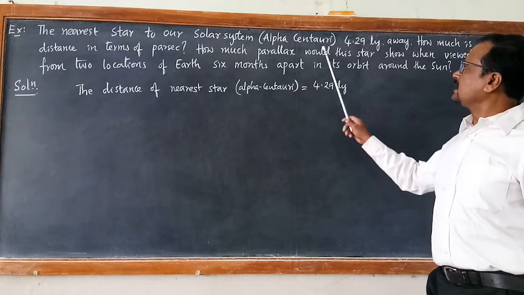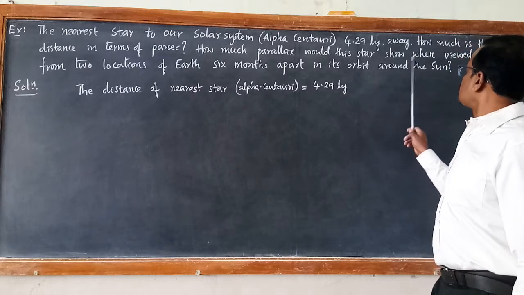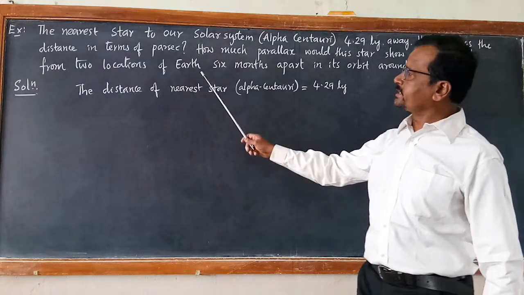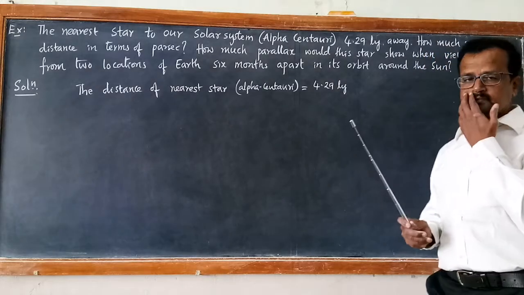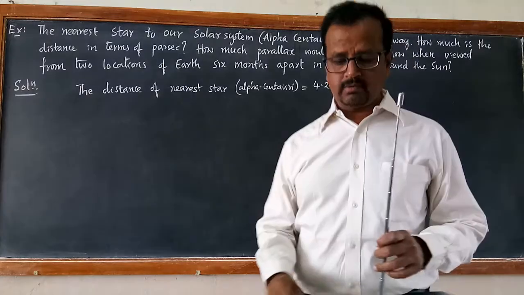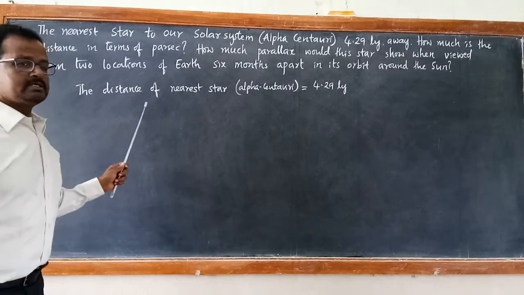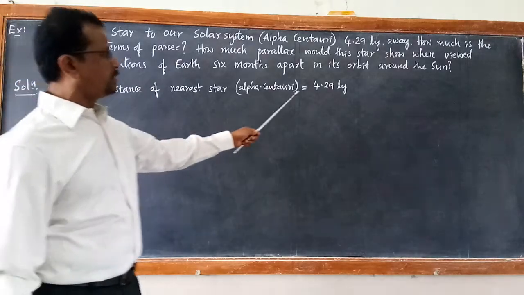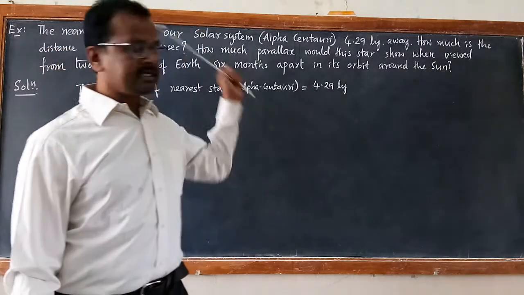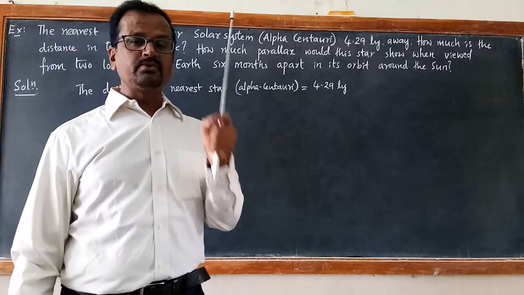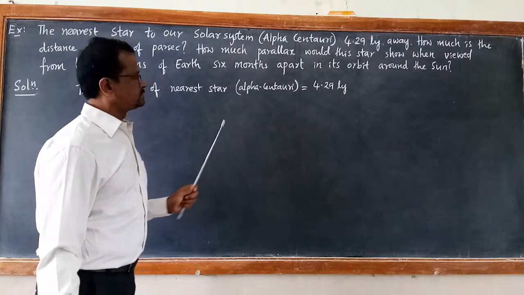How much parallax angle would this star show when viewed from 2 locations of Earth 6 months apart in its orbit around the Sun? So there are 2 parts in this problem. Let us solve part by part. We know that the given distance of the nearest star is 4.29 light years. Means if you travel with the speed of light to reach that star, it takes 4.29 years. That is the meaning of 4.29 light year distance.